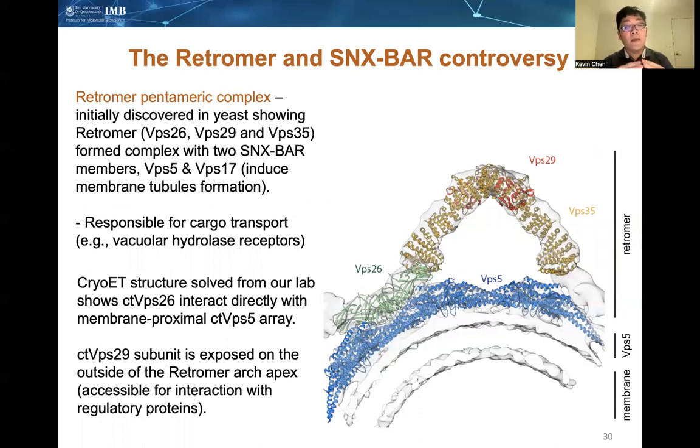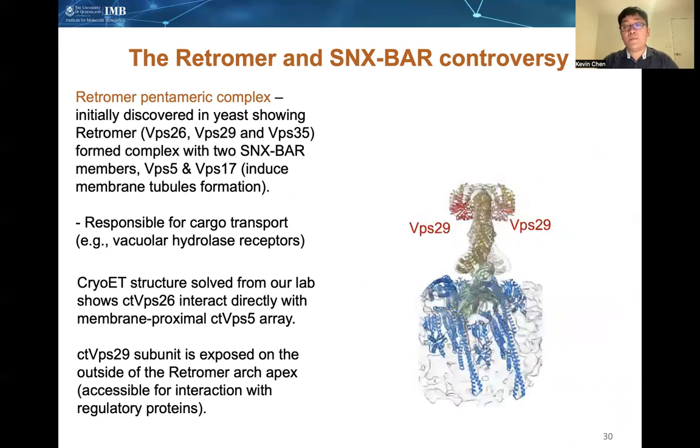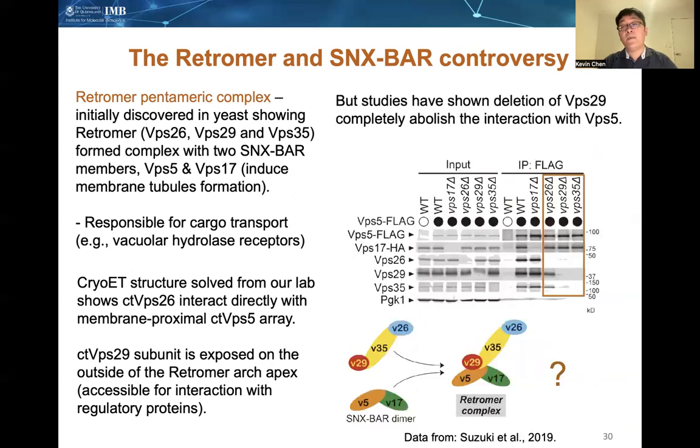when our lab solved the structure, it was shown very clearly that VPS26, which is the green one here, interacts directly with the VPS5 array on the membrane, whereas the VPS29 subunit is exposed on the outside of the retromer dimer, the arches of retromer. Why this is important: as you can see here, VPS29 is on the surface, and VPS26 is the one in direct contact with VPS5.